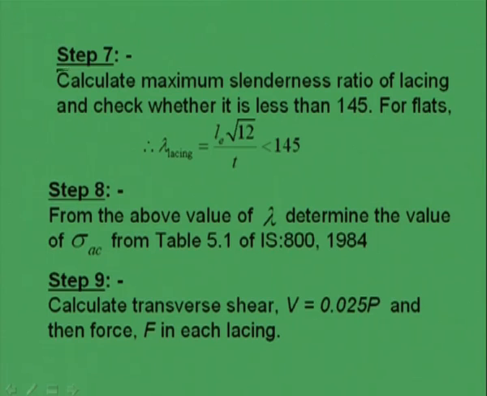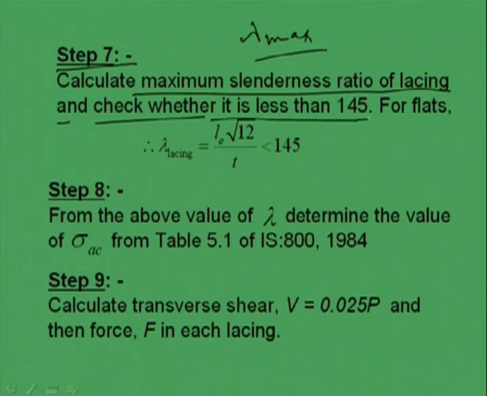Now, in step 7, what we will do? We will find out the maximum slenderness ratio of lacing, lambda max, and check whether it is less than 145 or not. In case of a flat bar, we can directly find it from this equation: lambda lacing will be equal to LE into root over 12 by T, which should be less than 145. So, lambda lacing can be found from here.